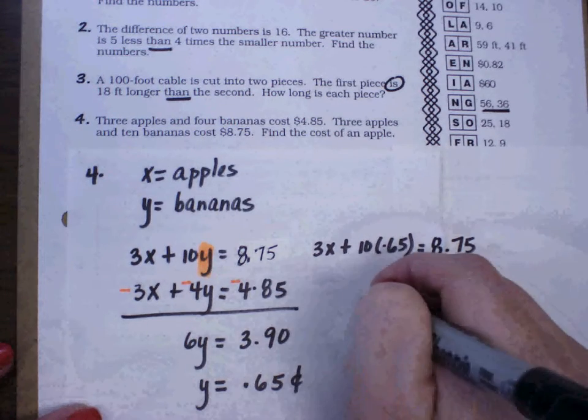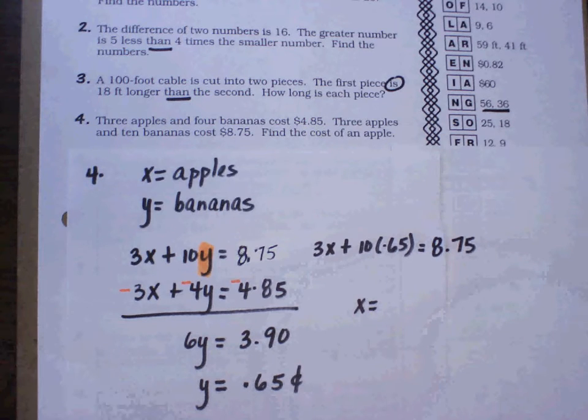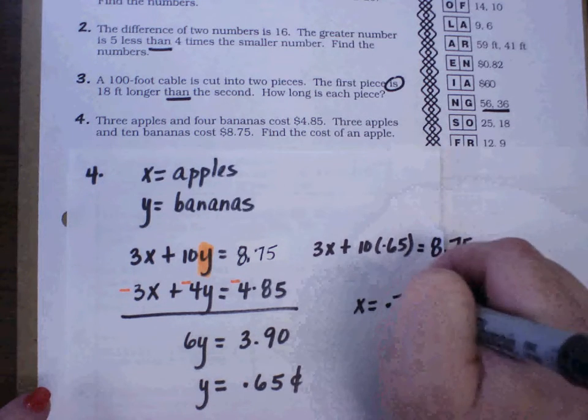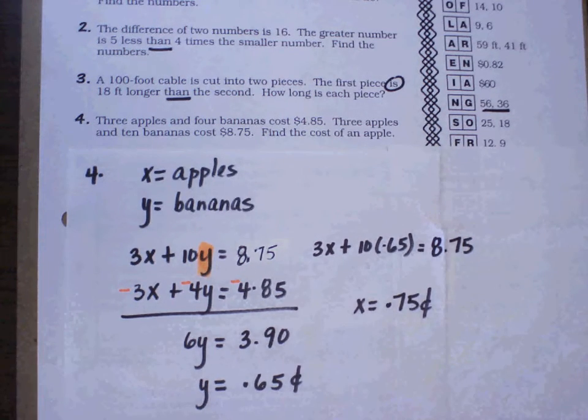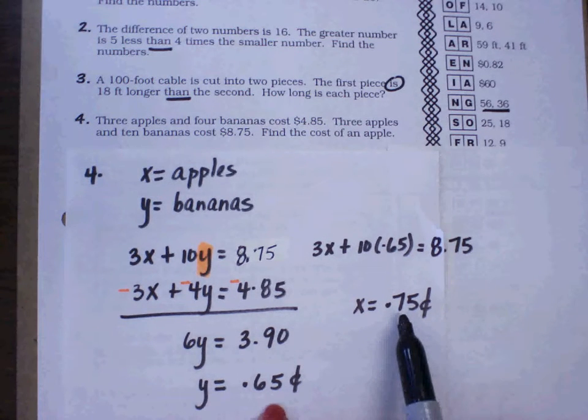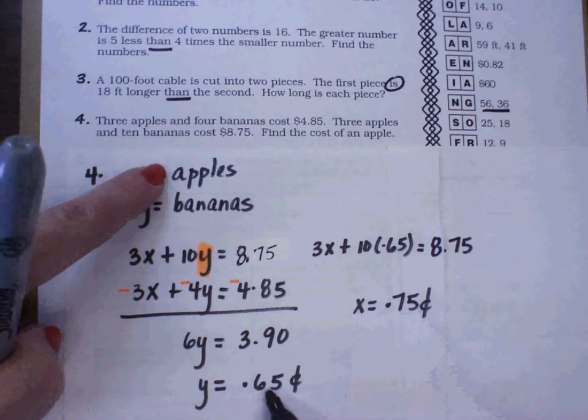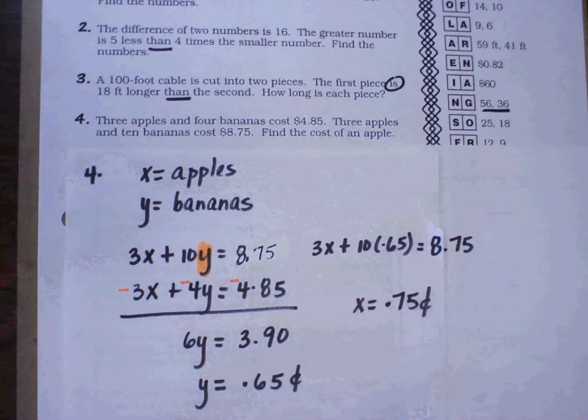And go to equation solver and do your thing, right? Yay or nay? Okay, so what does that mean? Apples are 75 cents and bananas are 65 cents. Yay? With me?